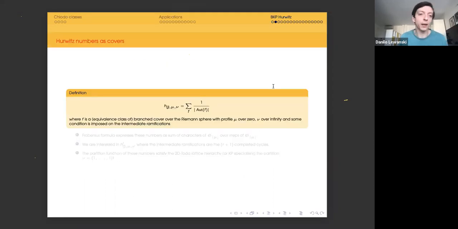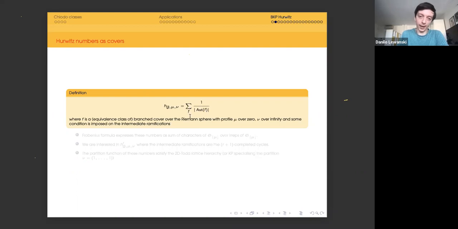So let me start from Hurwitz numbers as covers. If you start with, I mean, Hurwitz covers which are connected now. So they depend on a genus g and on two partitions mu and nu. And what do you want to count here? You want to sum over branched covers over the Riemann sphere, which have profile mu over 0, nu over infinity, and then you want to impose some condition on the intermediate ramification. Depending on which conditions you impose, you get a different Hurwitz problem.